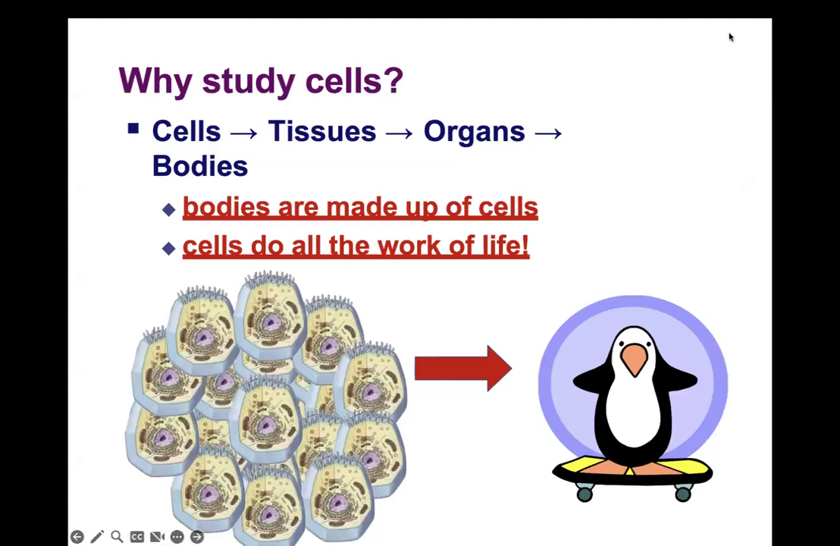So, first things first, why are we even going to talk about cells? Well, cells are the basic building blocks of our bodies and of life. They're the smallest indivisible unit of living things that we can still say are alive. So individual cells are alive. And if we group cells together that all have the same function, we create things called tissues. And tissues come together to make organs, and organs are grouped together to form bodies. So cells do all the work of life.